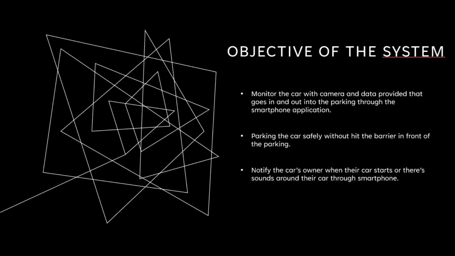The objective of the system is to monitor the car with a camera, and the data of cars going in and out of the parking is provided through the smartphone application. Next is to park the car safely without hitting the barrier in front of the parking. And lastly is to notify the car's owner through the smartphone when their car starts or when there are sounds around their car.